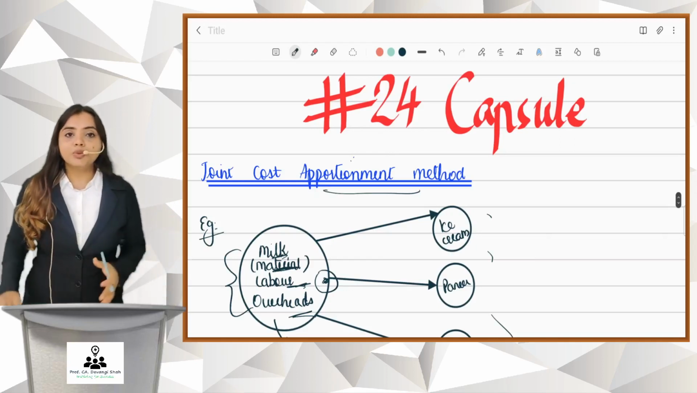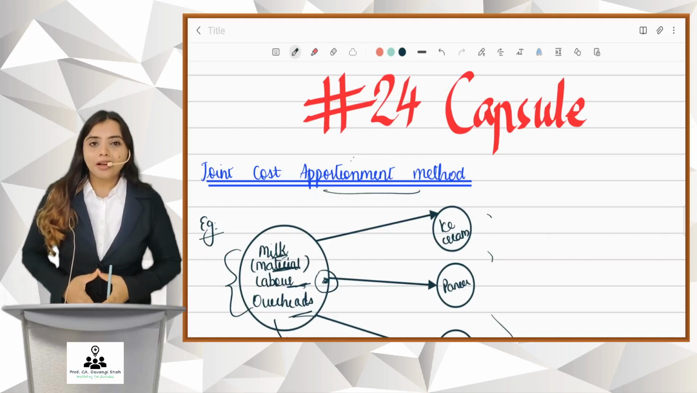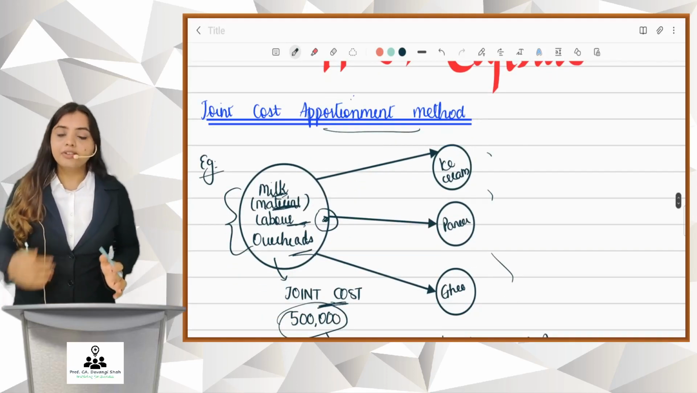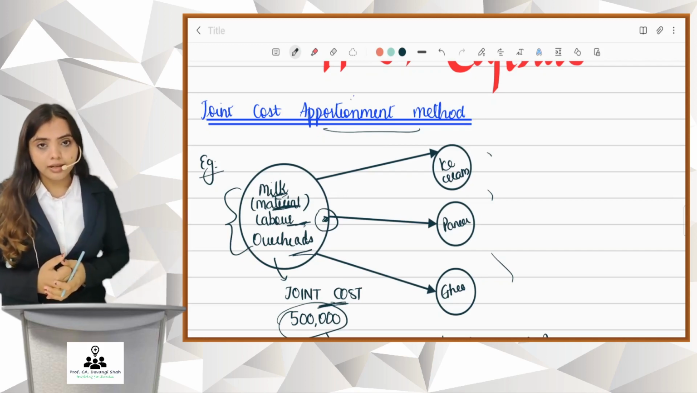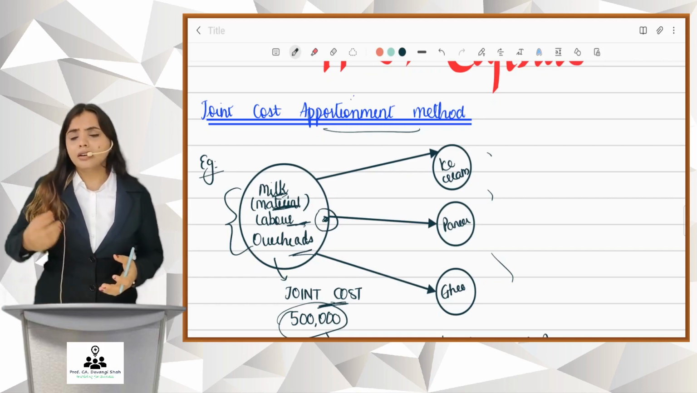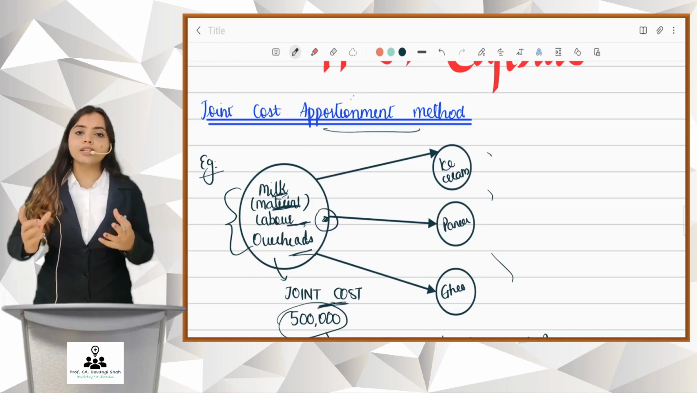Friends, capsule number 24 is apportionment for joint cost and its methods. Now, milk is used for making ice cream, paneer, and ghee, right? When I make these three products simultaneously, there is the material cost, which is milk. Then the workers who work charge labor cost. Then there are other expenses like electricity and machinery which are used to make this. So there is the overheads cost.